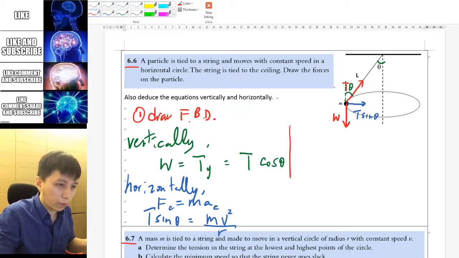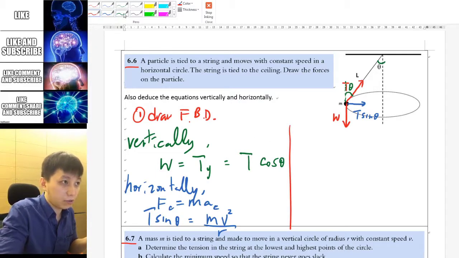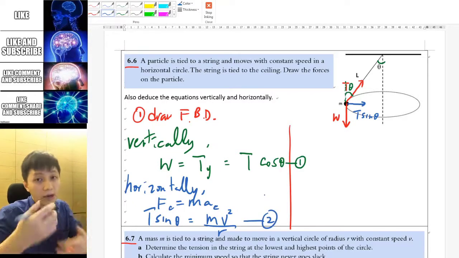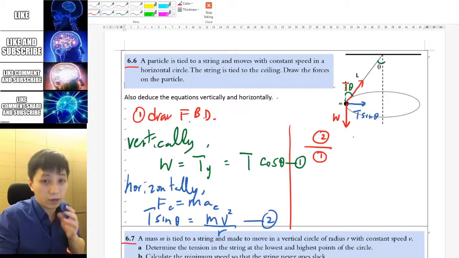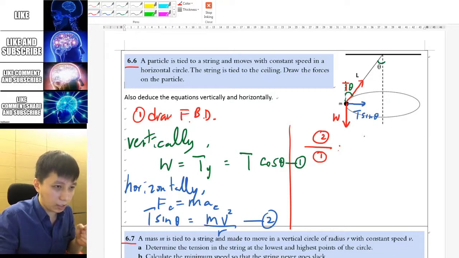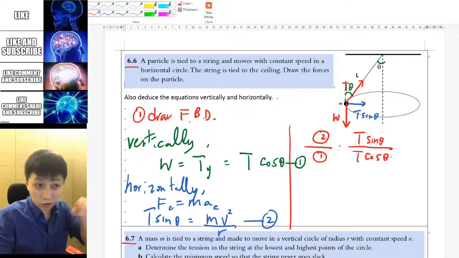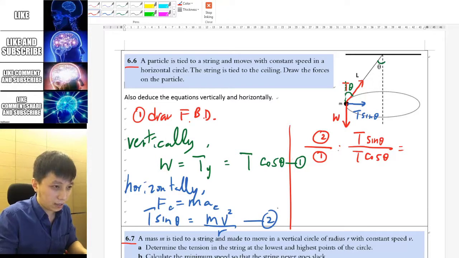In fact, you can do one more thing, and that is, if you have these two equations, equation 1 and equation 2, you can simplify and deduce some more. I will do equation 2 divided by equation 1. I'll let you know why. If you do that, from equation 2 you have T sine theta divided by T cosine theta, which looks really good. And the other side will be mv squared over r divided by the other side, which is the weight, let me just put it as mg.